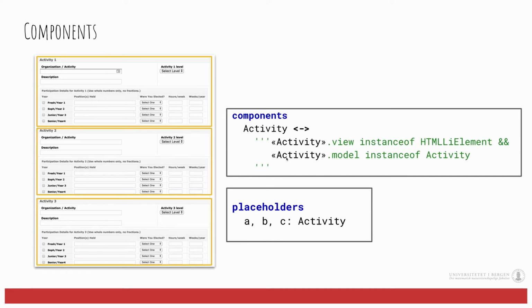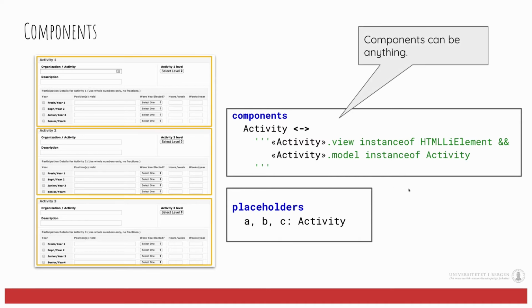So when defining components, we give it a name and an accompanying JavaScript predicate to check if some JavaScript object or value is a component. In this case, the predicate tests that the object has two properties, view and model, which are of some specific types. Notice that in the DSL code, a component can be just about any JavaScript object. In our case, it happens to be something that has a view and a model.